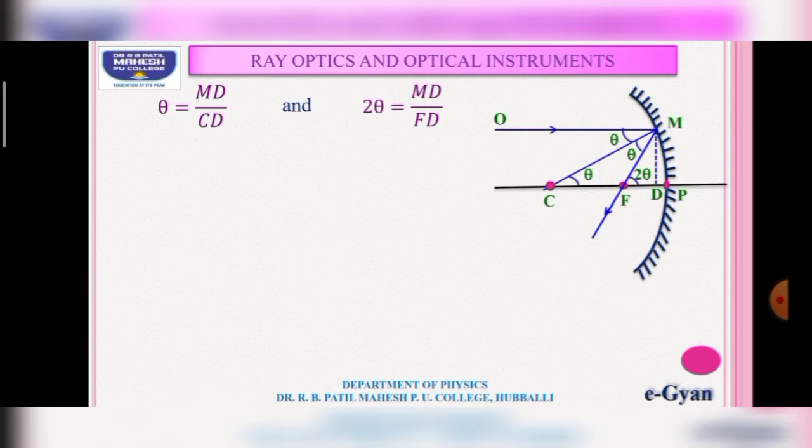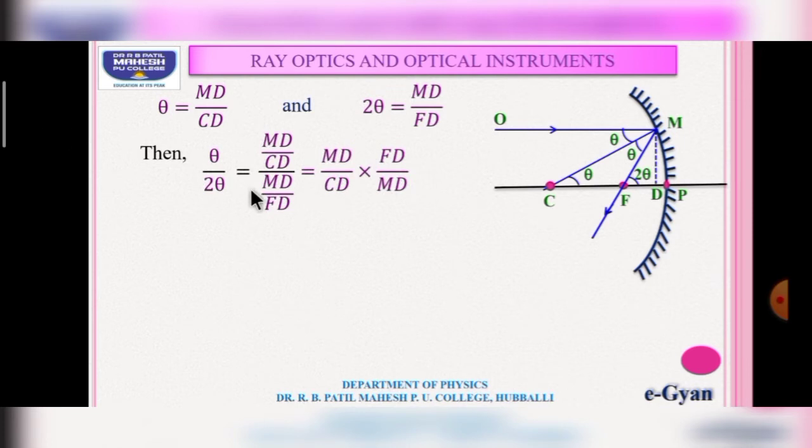Now divide theta by 2 theta. We get theta divided by 2 theta is equal to MD divided by CD, whole divided by MD divided by FD. That is equal to MD divided by CD into FD divided by MD. Now cancel theta and theta on the left hand side, and only 1 by 2 remains, and cancel MD on the right hand side, and only FD and CD remain. Therefore FD by CD is equal to 1 by 2. Let this be equation 3.